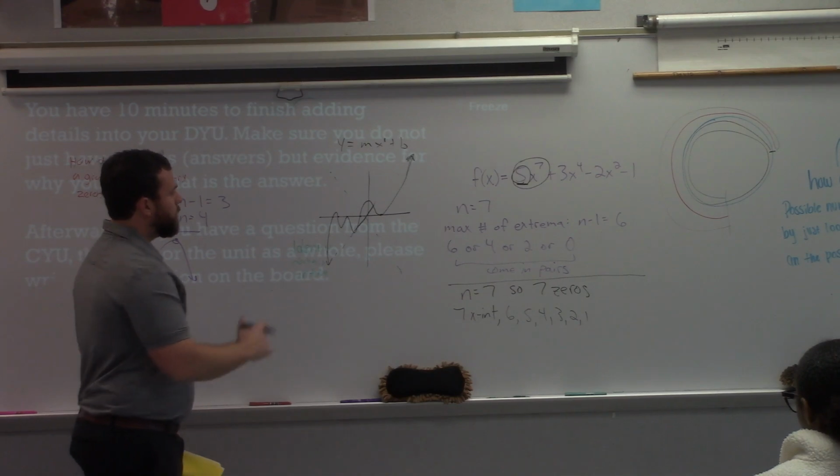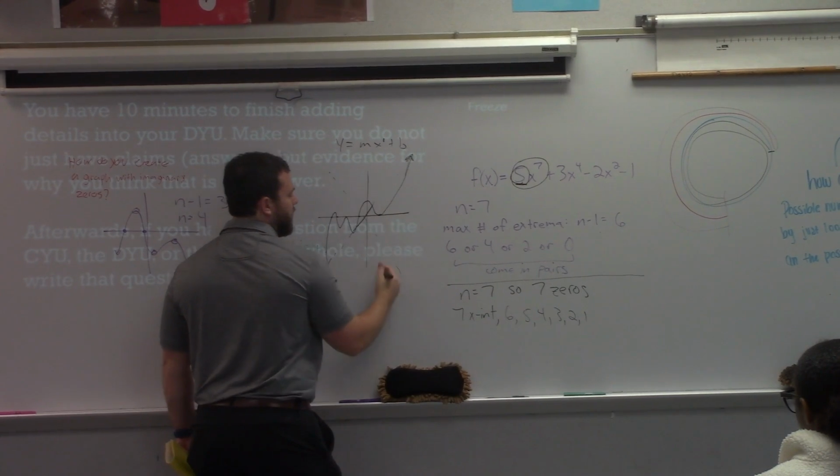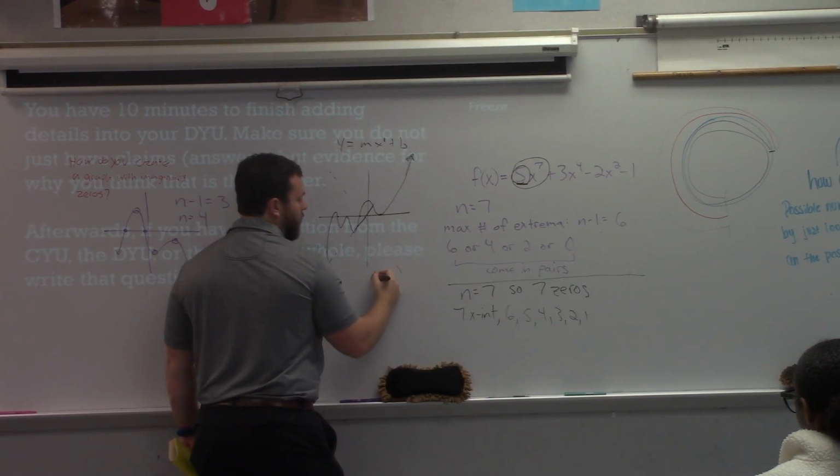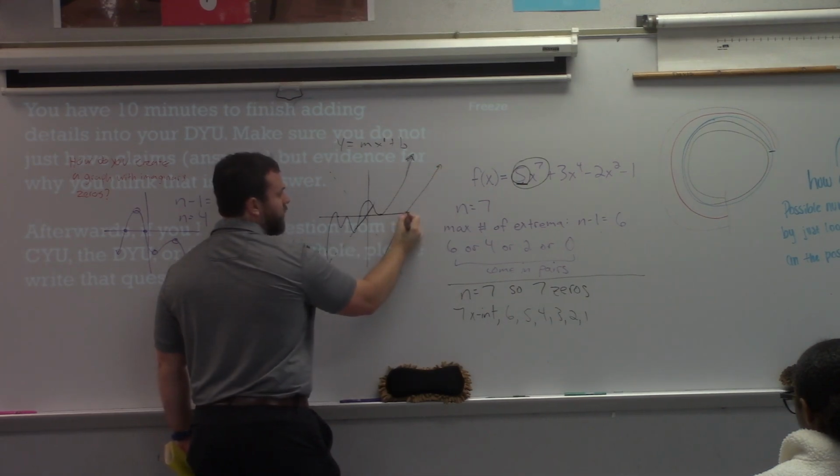But notice, the reason why I say it has to be at least 1, if it's odd degree and it goes in opposite end behaviors, that means it has to go from negative to being what? And what do you have to intersect to go from negative to positive?